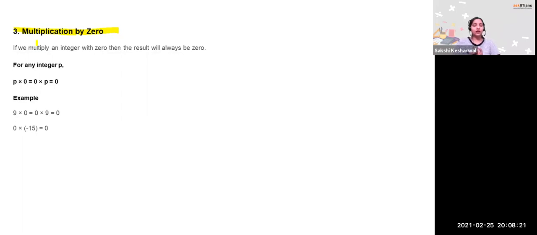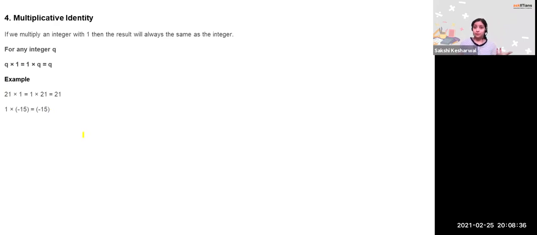Yes, so any integer that you multiply with zero, you get the answer as zero. So 9 into 0 is what? 0. And 0 into minus 15 is what? 0. So I don't think we need to discuss much on this. Okay, now let's come to the multiplicative identity.